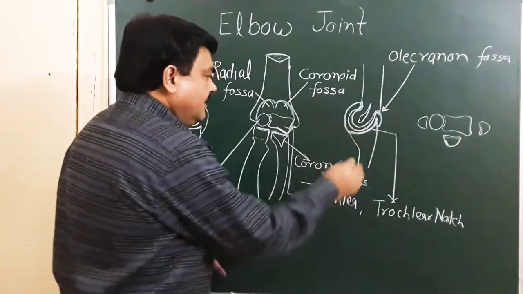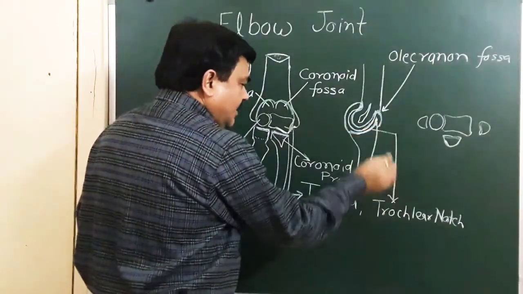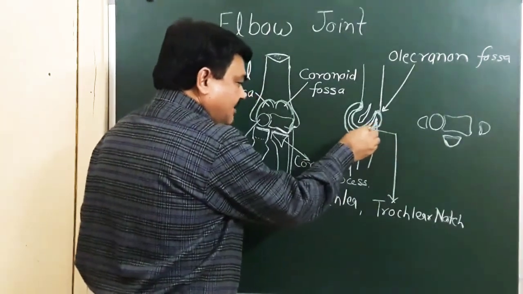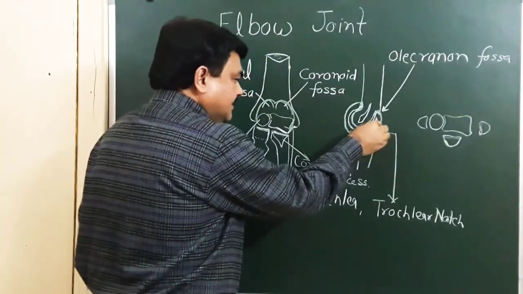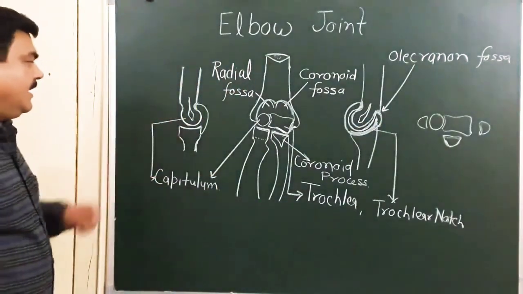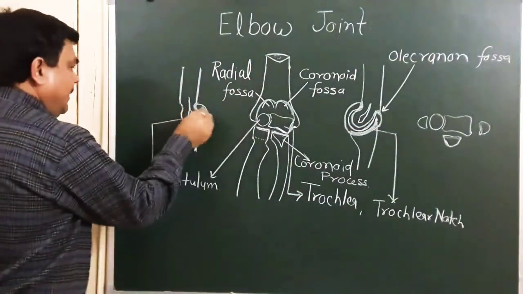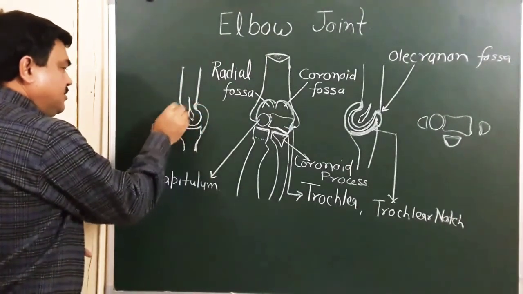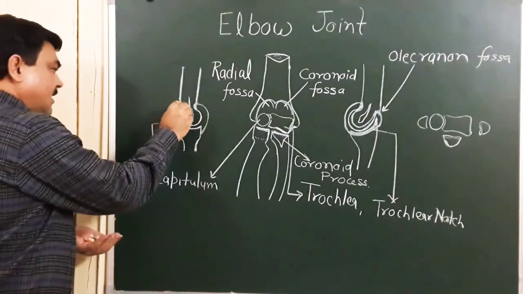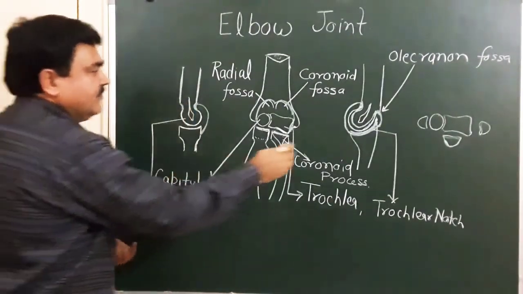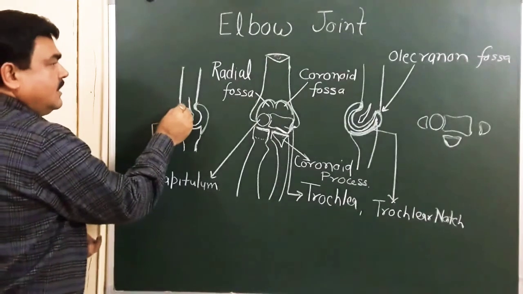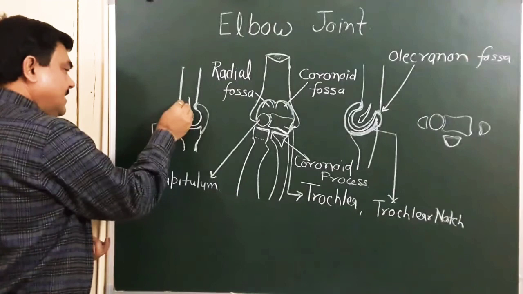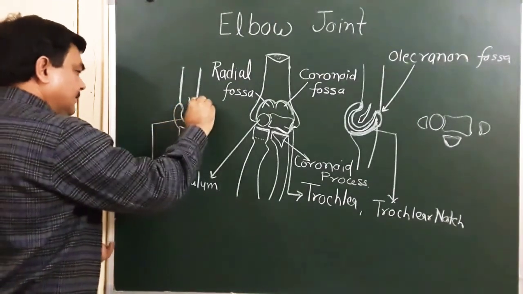Inferomedially, this capsule is attached to the margin of the trochlear notch, like this. And laterally, here, this is the anterior aspect, and here is the posterior aspect. Here is a depression, that is the olecranon fossa. So it attaches to the margin of this depression and reflects like this.